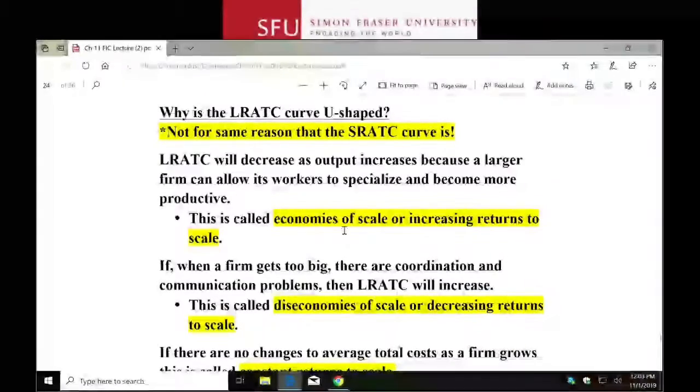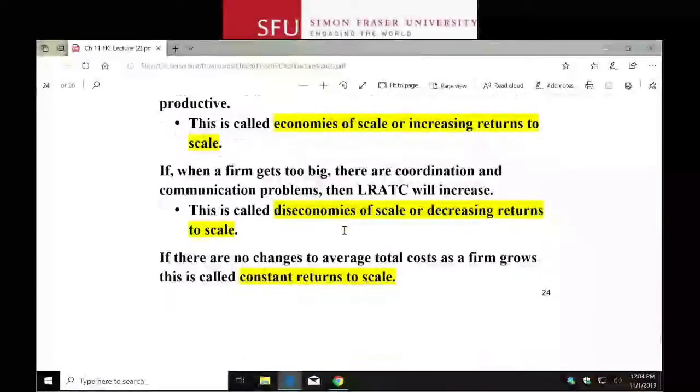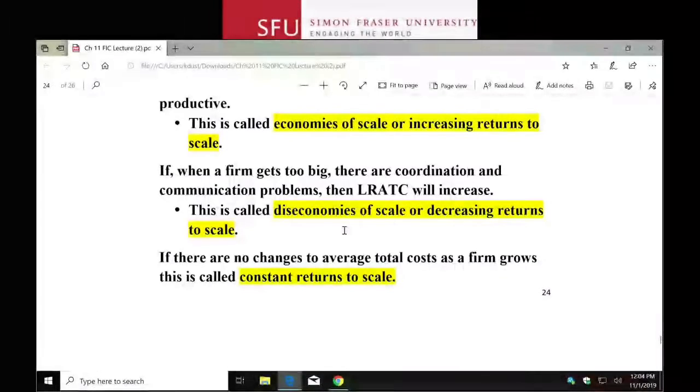All right, and last thing, then in the middle of the curve, if your business is growing and your average total costs are not affected by either of those things, then your costs will stay the same. So that's called constant returns to scale.